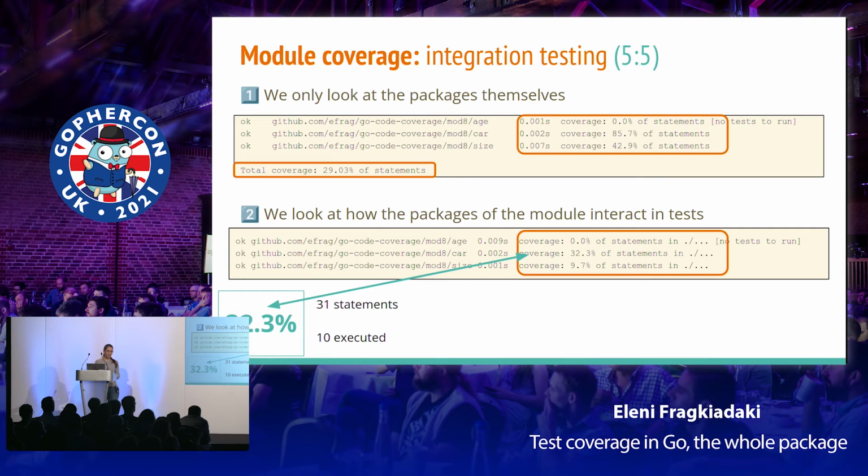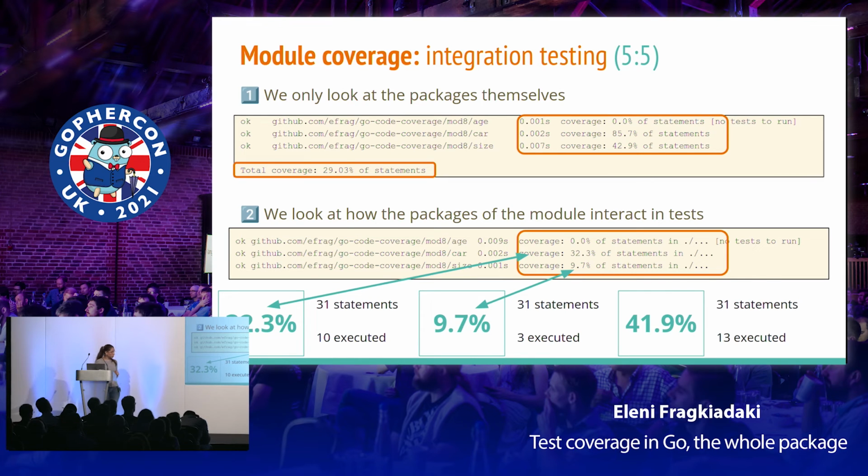So this is what we see. We have a total of 31 statements in module 8. 10 were executed when we ran the tests in car. 3 were executed when we ran the tests in size. And that actually brings the overall coverage for our module to 41.9%.